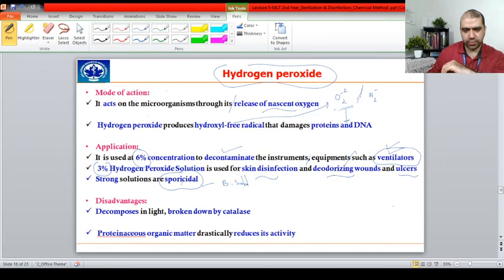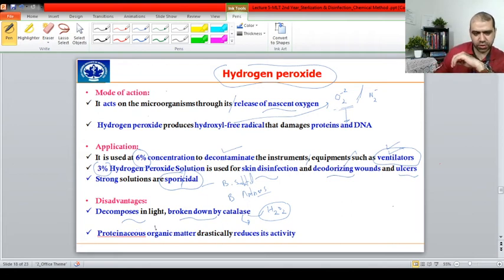A few examples: Bacillus anthracis. So remember that they are active against the spores, which most of the other chemicals are not. Disadvantages are that they decompose in light, so you have to keep them in brown bottles. It can also be broken down by catalase, that is hydrogen peroxidase, which breaks down the hydrogen peroxide. Because of its proteinous nature, it drastically reduces its activity.